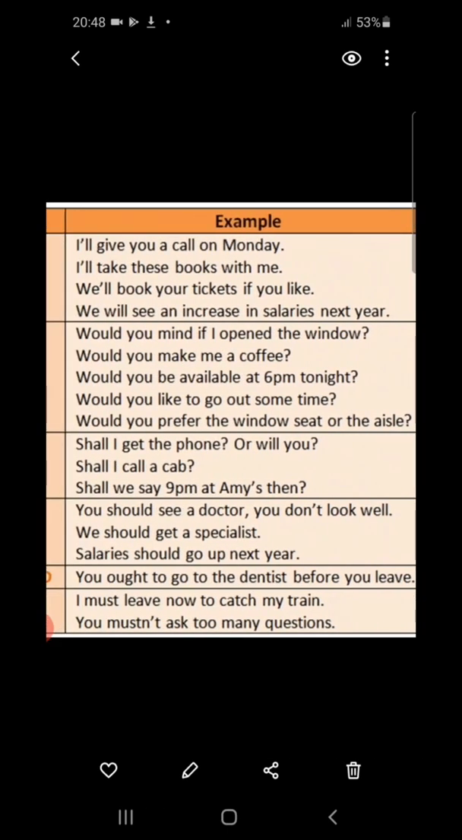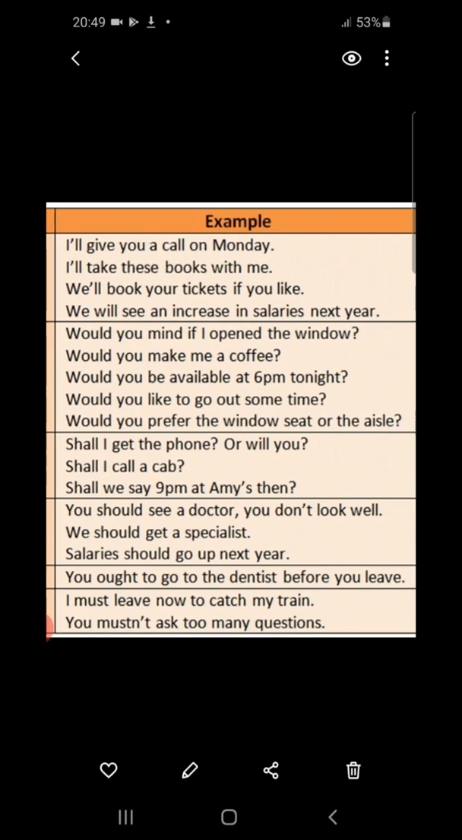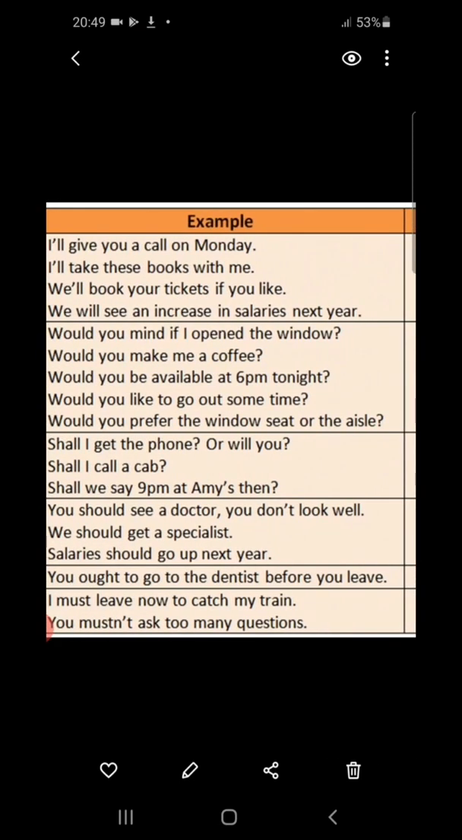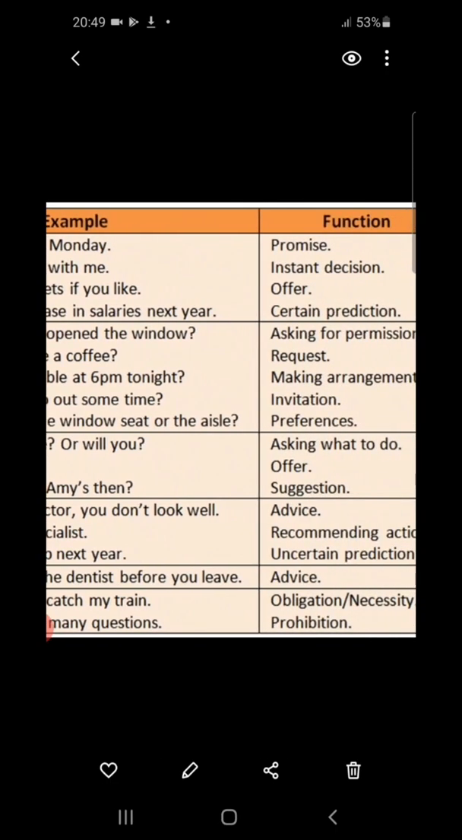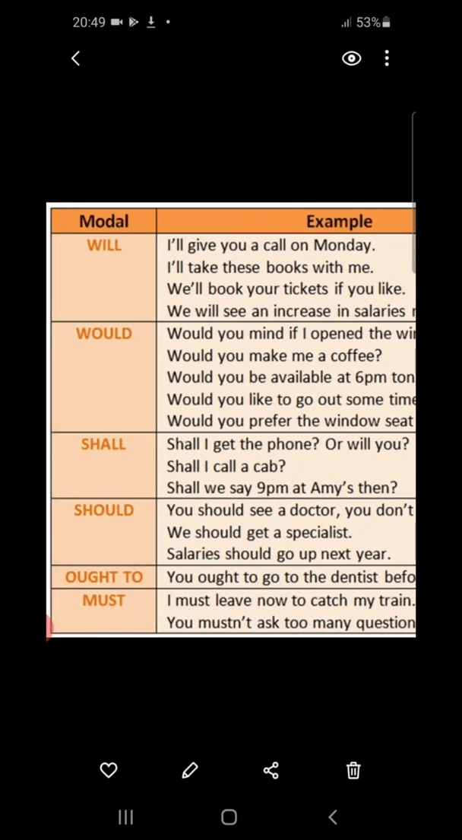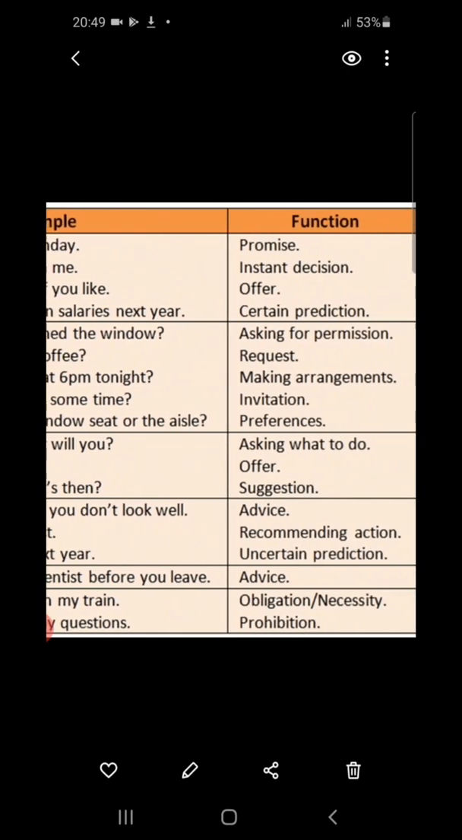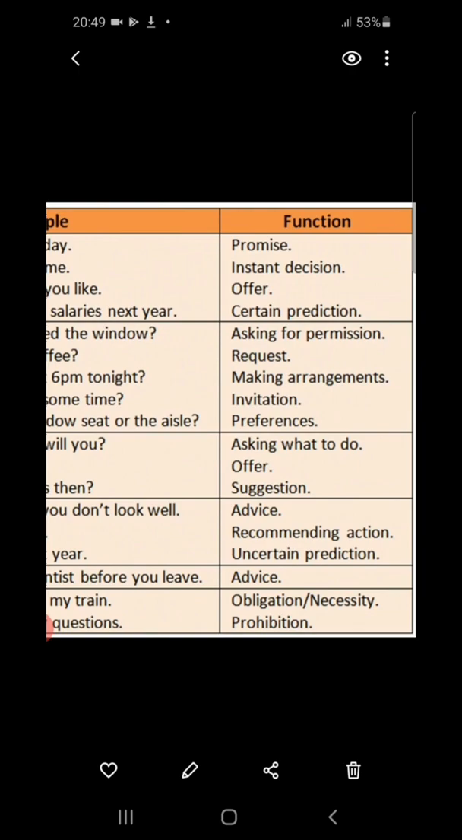Next one. We will book your tickets if you like. That is an offer. Next one. We will see an increase in salaries next year, which is certain prediction. Next modal. Would. Would you mind if I opened the window? This is definitely asking for permission.